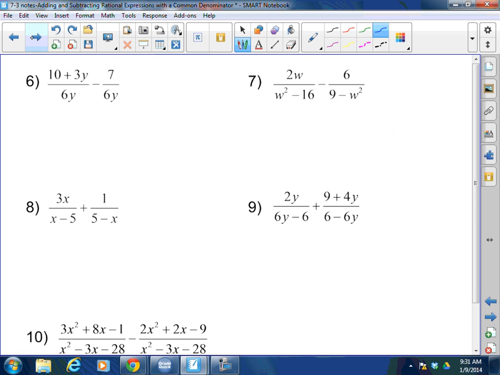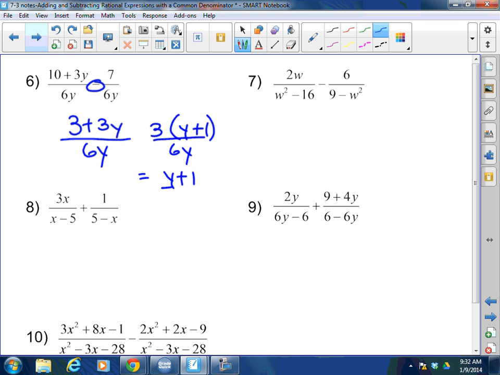10 plus 7 plus 3y minus 7. So that's going to be 3 plus 3y over 6y. I can factor out a 3. And I got 3 times 1 plus y over 6y. Reduce it. 1 plus y over 2y. What's my restriction here? y cannot equal 0. That's my answer with my restriction.